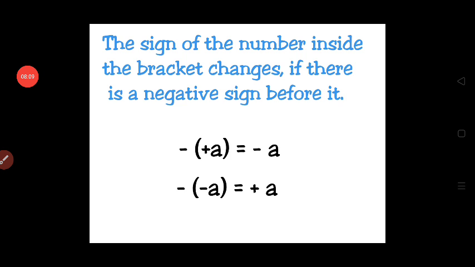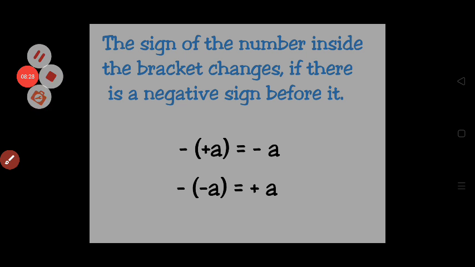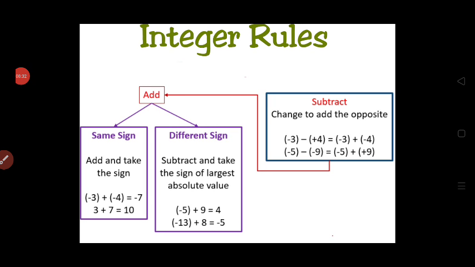In other cases, the sign of the number inside the bracket changes if there is a negative sign before it. Okay, if outside is negative, then the inside symbol will be changed, and it's like minus a, and here is minus minus, so it's added and becomes positive. This is a summary, or we can say the integers rule of both addition and subtraction that we studied earlier and in this video.